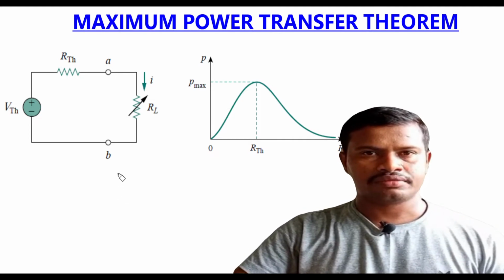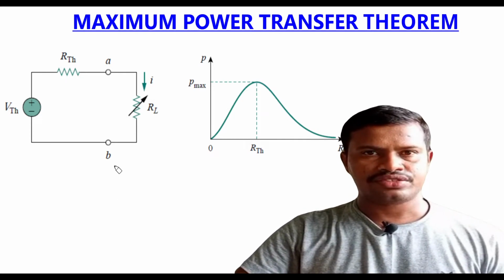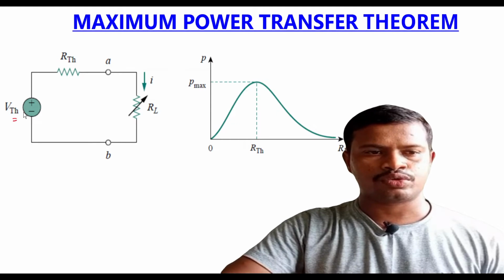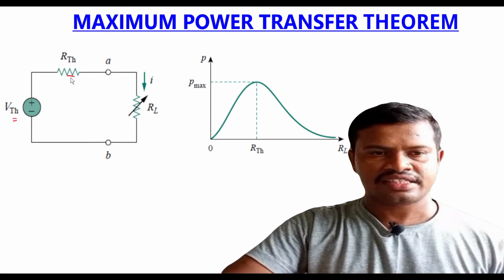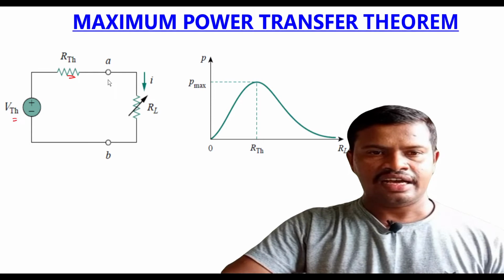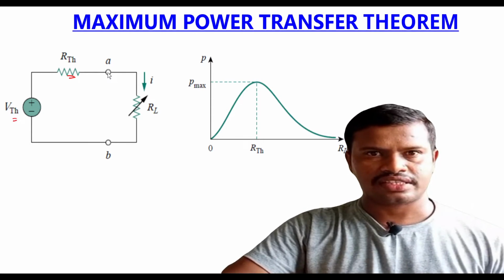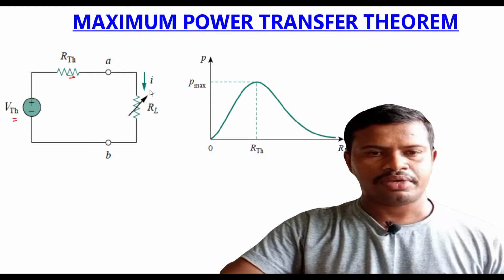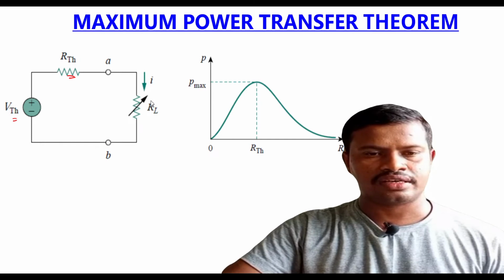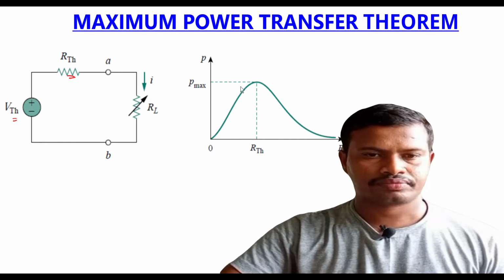To prove that, we will consider a Thevenin equivalent circuit, which has one voltage source and one resistance connected in series, and we will connect the load resistance across the terminals A and B. Now the amount of current flowing through this load resistor is IL.